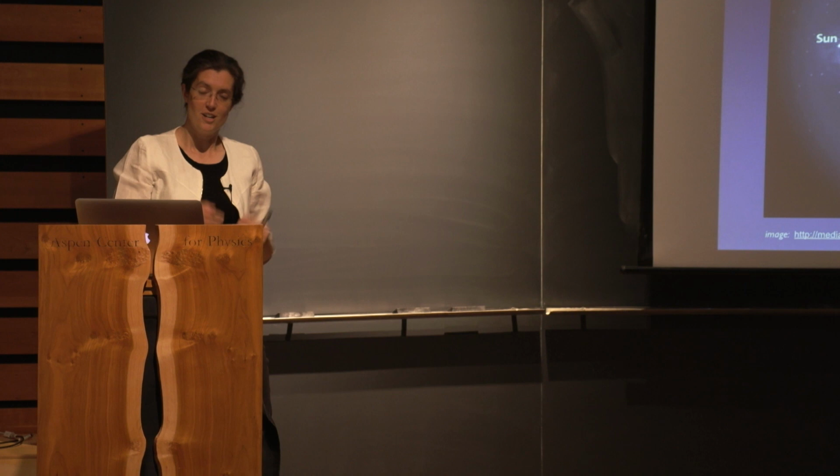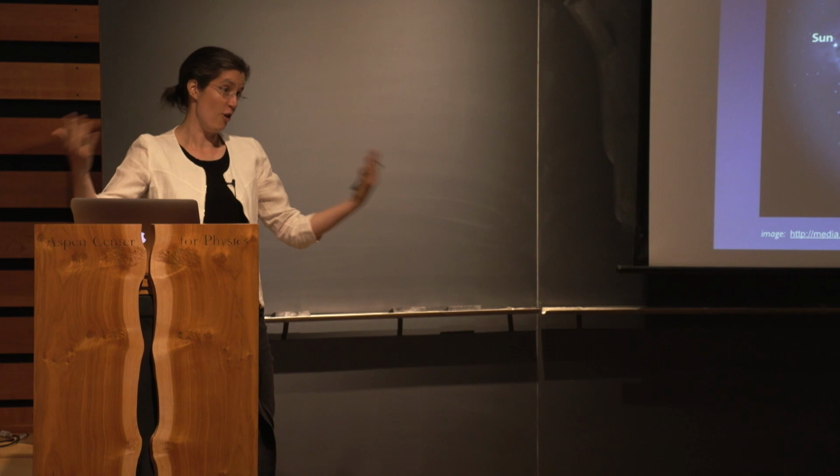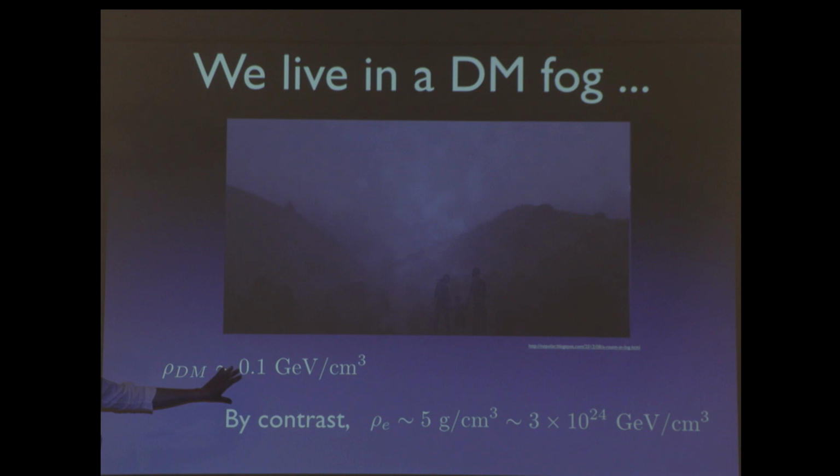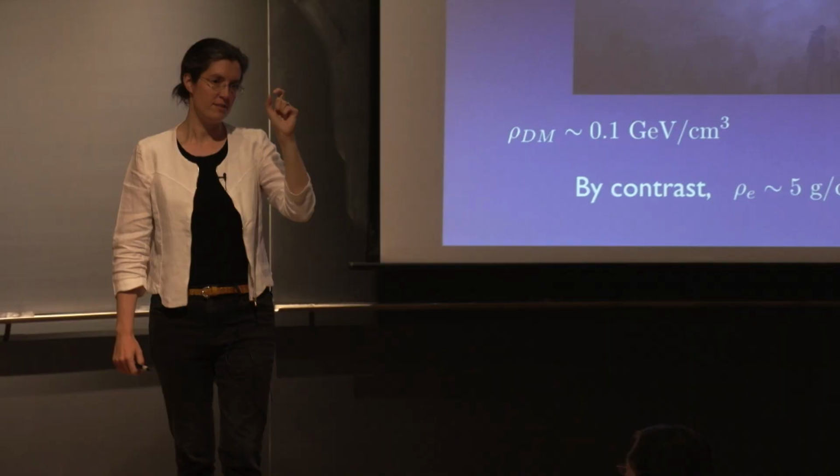So we are in a solar system which is in our galaxy. And so the dark matter that permeates the galaxy also permeates this room. So we live in a dark matter fog. It's a fog that we can't see. But nevertheless, we know that there is some dark matter all around us. The density of this dark matter is in units that are probably not very relevant for you, but it's about 0.1 GeV per centimeter cubed, which corresponds to about one proton per centimeter cubed.